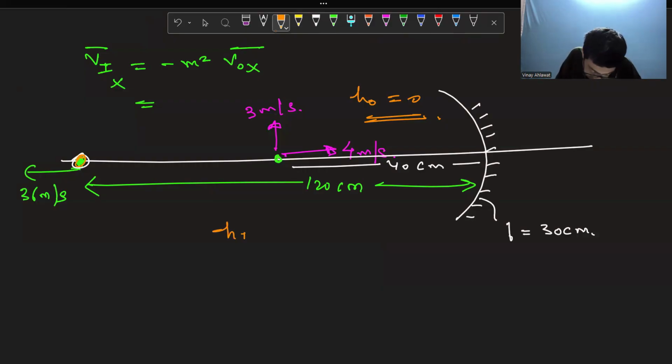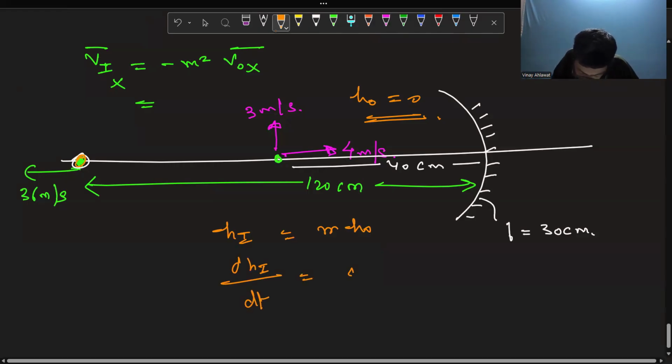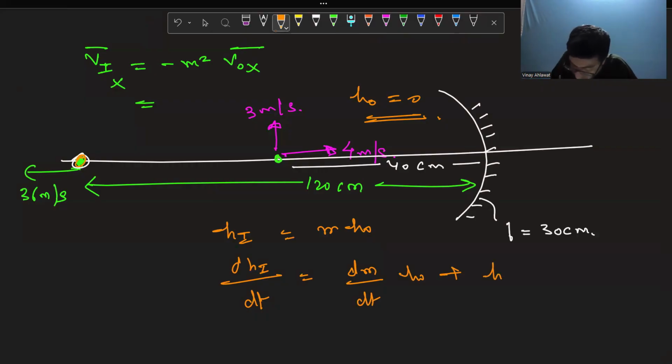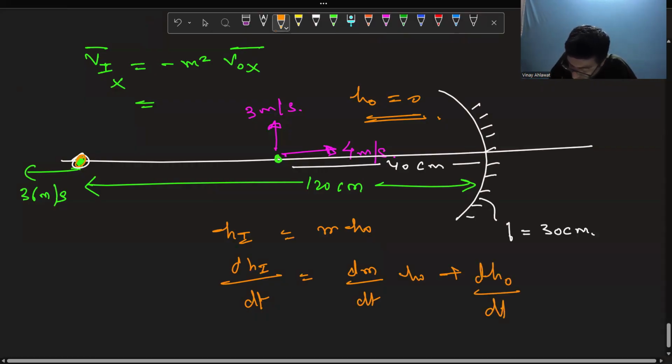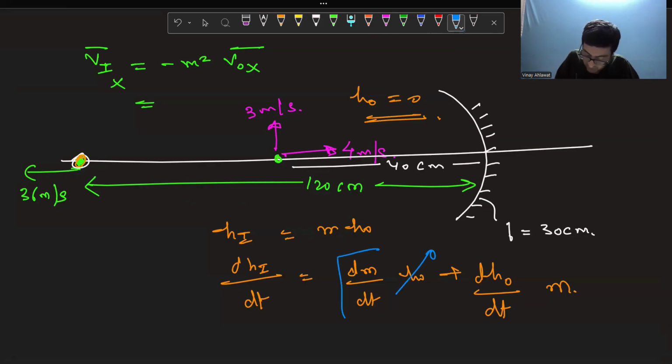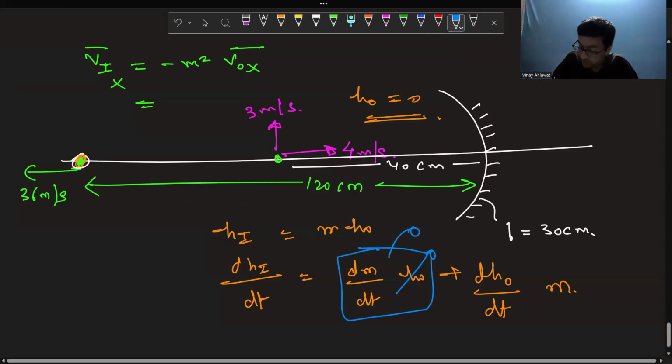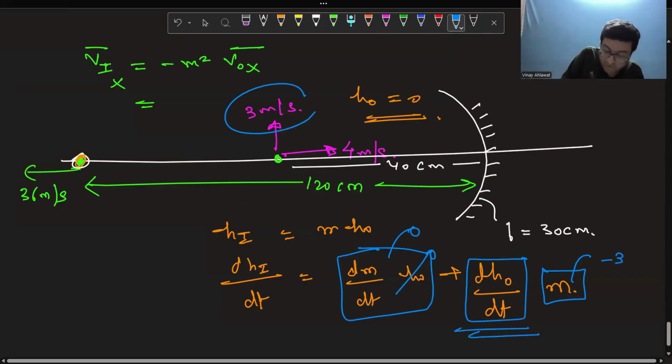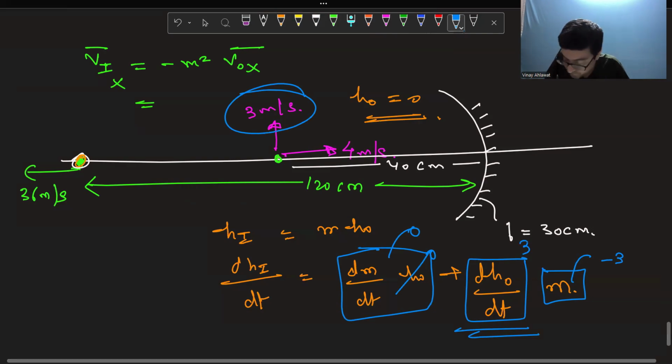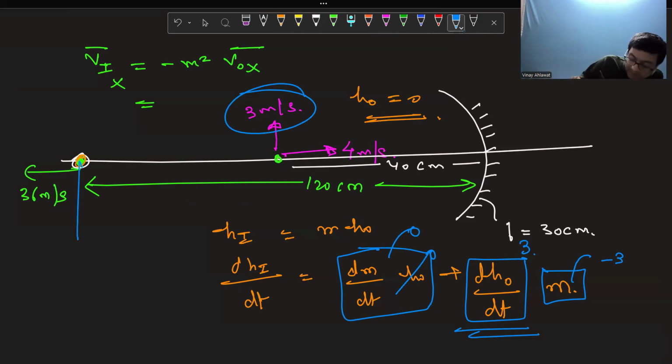hi is m ho. dhi by dt is dm by dt into ho plus dho by dt into m. Oh, this looks easier. Why? Because ho is 0, so this whole quantity will become 0. And magnification was coming out to be -3. But dho by dt is not 0. Although ho is 0, the rate of change of ho is 3 meter per second. Got it? So it's going to be in this direction, 9 meter per second.